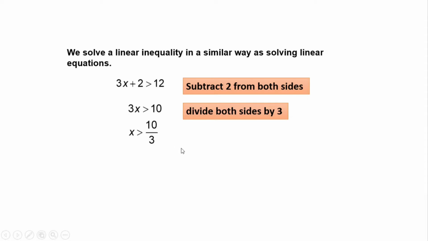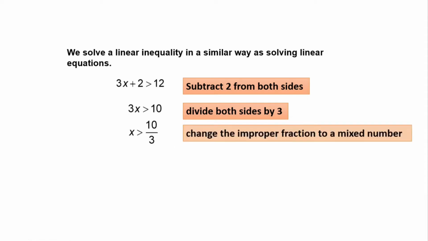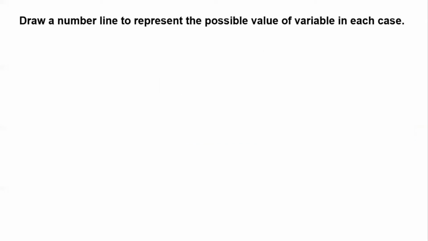10 upon 3 is an improper fraction. We change this to a mixed number, and we get x is greater than 3 1 by 3. Got it? Draw a number line to represent the possible values of the variable in each case.